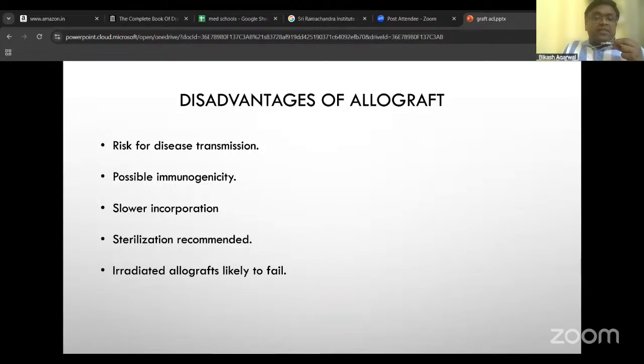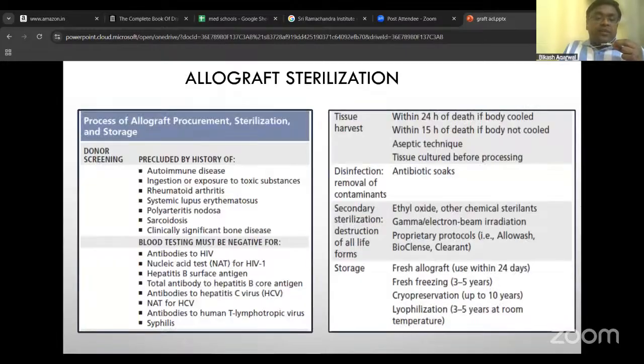Now, the disadvantages are the risk of disease transmission, possible immunogenicity, and slower incorporation. Sterilization is recommended for this graft, and irradiated allografts are likely to fail. So before going for an allograft, we have to screen the donor for any autoimmune disease, rheumatoid arthritis, SLE, and the donor should be tested for transmissible diseases, especially blood-transmissible diseases like hepatitis B, HIV, HCV, human T-cell lymphotropic viruses, and syphilis.